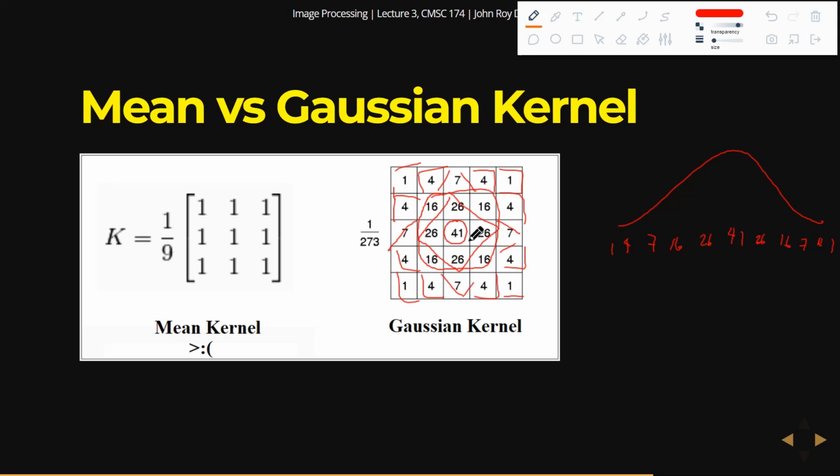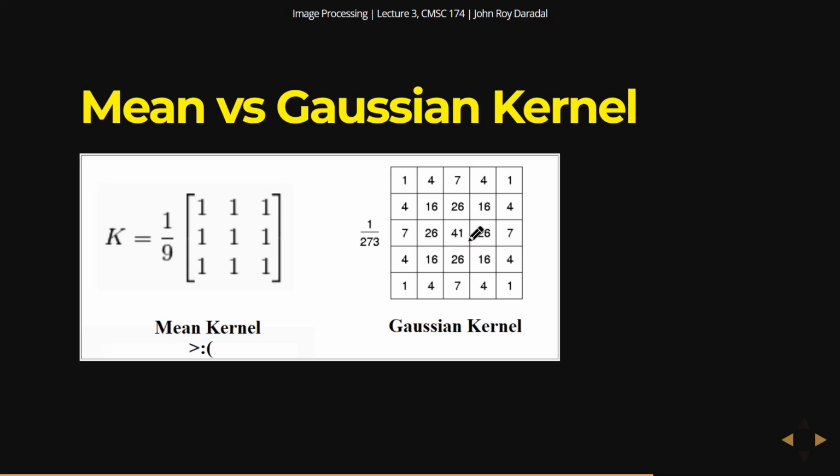Okay, so the closer you are to the center, the higher the weight. And then as you go outwards, you lower the weight. And then of course we normalize it by getting the sum of everything. So that's 273. So you divide everything by 273, so that the actual weight here is 1 over 273, 4 over 273, and so on. And this one would be 41 over 273. So that they become actual weights between 0 and 1. Okay, so this is the Gaussian kernel.